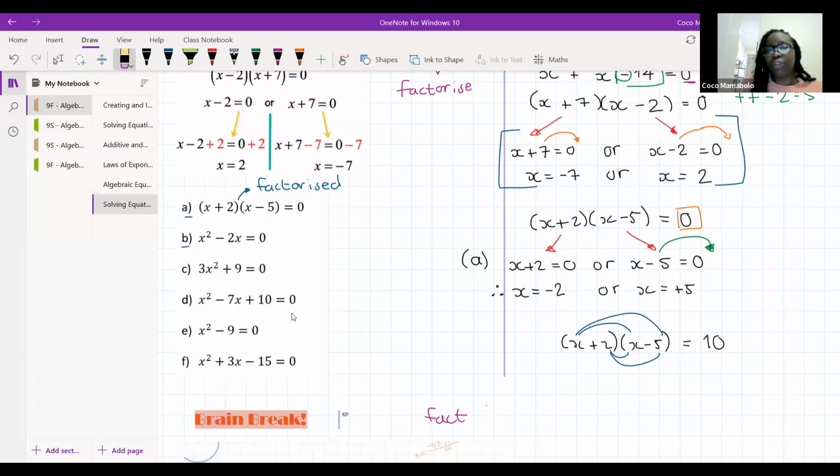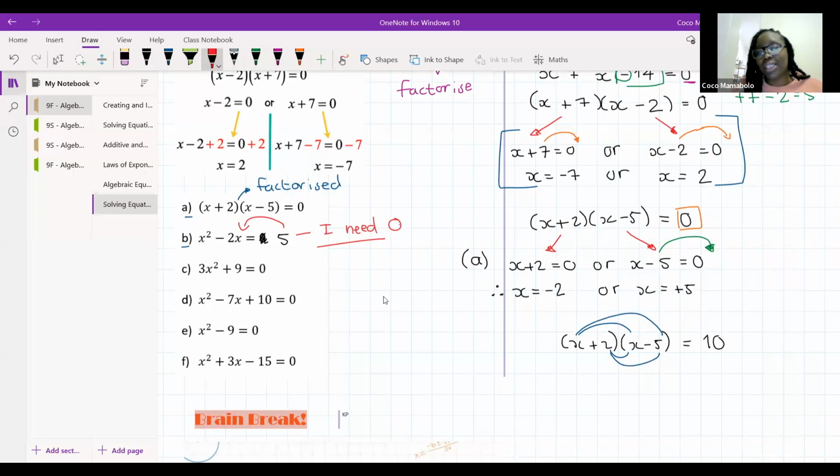Joshua is asking, how do we know if we should factorize or expand? Joshua, if this number over here was 5, you can't factorize, because on this side, I need 0 first. So what you would have to do, Joshua, is take the 5 over to the other side and then factorize. We can only factorize if the right-hand side has a 0.